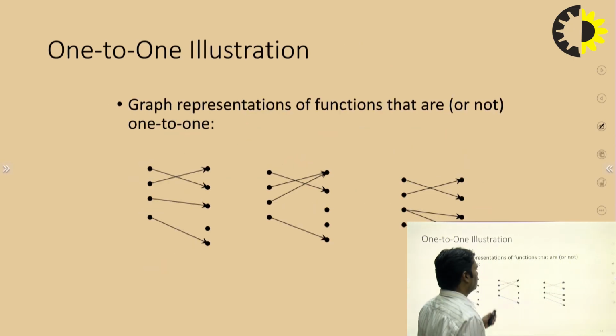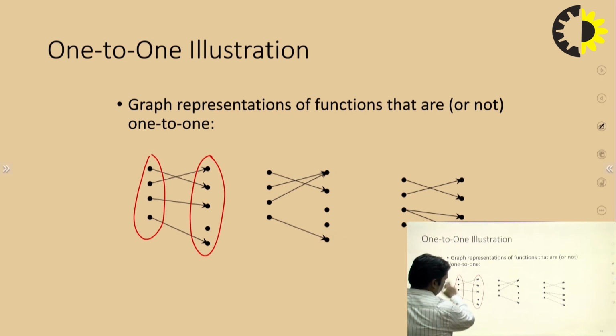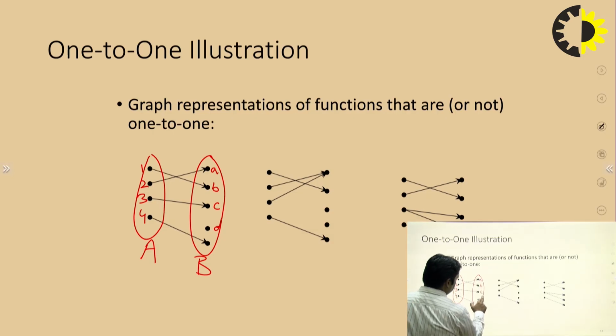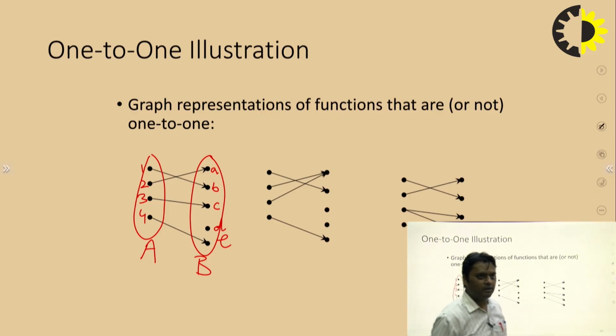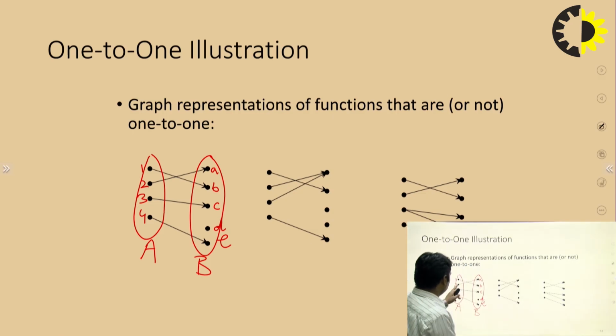So, graph representation of functions. This is a set A and B. If all the elements of A and B have only a single pre-image for every element, there, if we assign the names 1, 2, 3, 4, A, B, C, D and E, then B is the image of 1, A is the image of 2, C is the image of 3 and E is the image of 4.